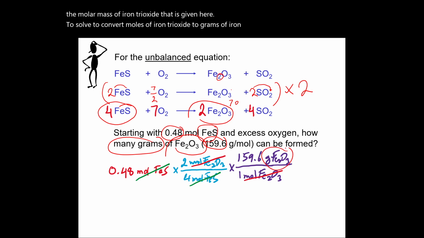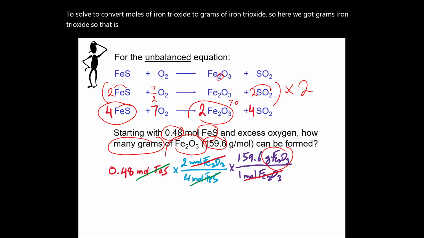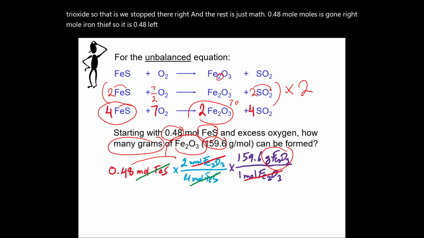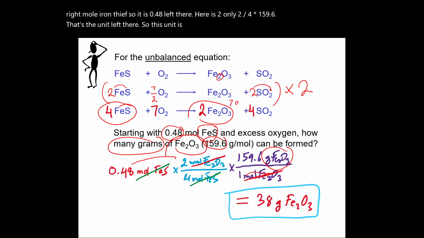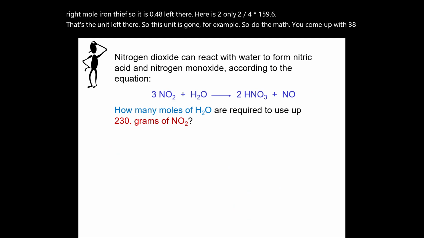So here we have grams of iron(III) oxide, so we stop there, right? And the rest is just math. 0.48 moles is gone, right? Moles of iron(III) oxide, so it is 0.48 left there. Here is 2, only 2, divided by 4 times 159.6 grams. That's the unit left there. So do the math, you come up with 38 grams of iron(III) oxide.